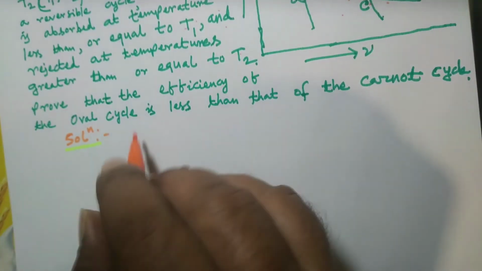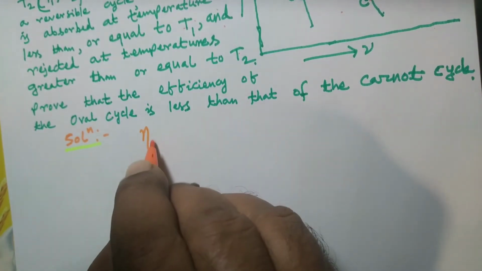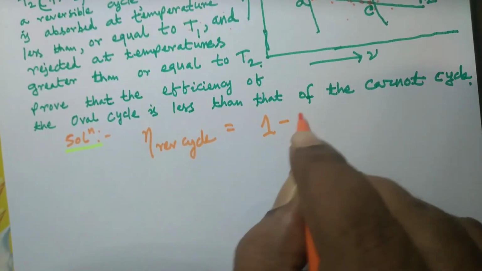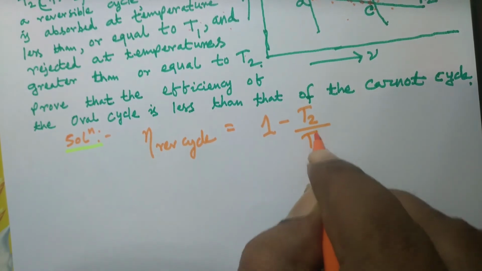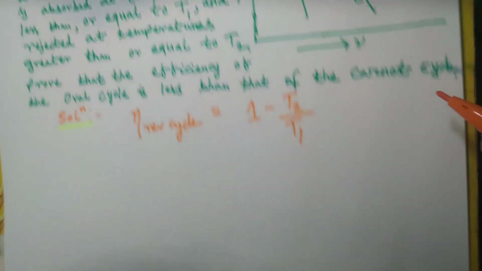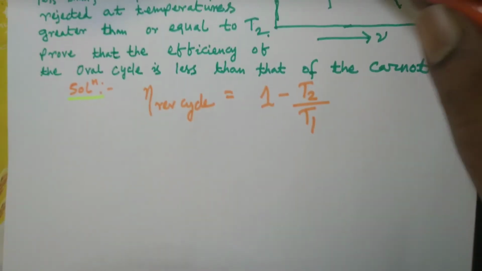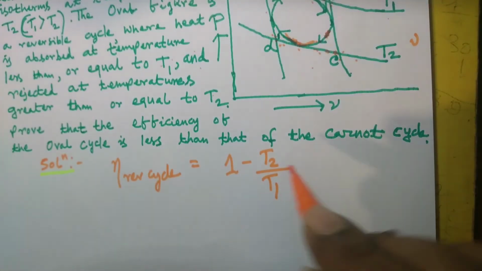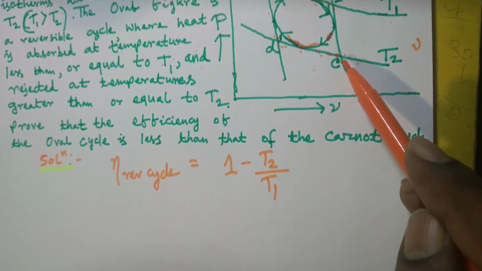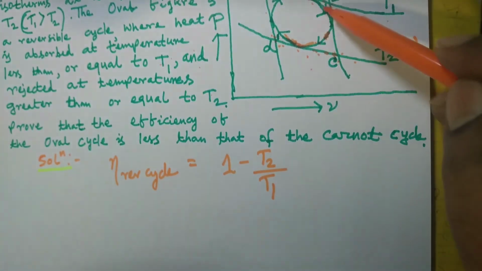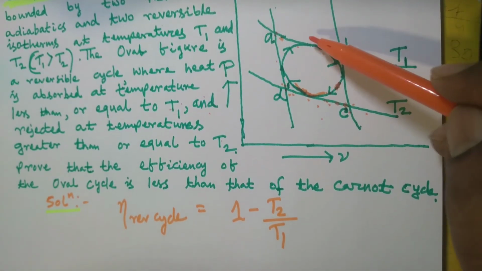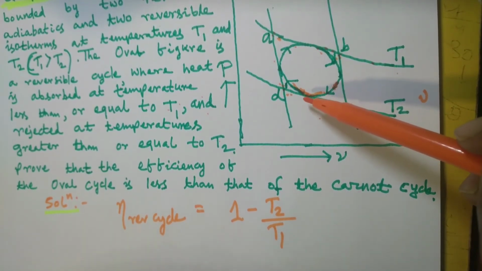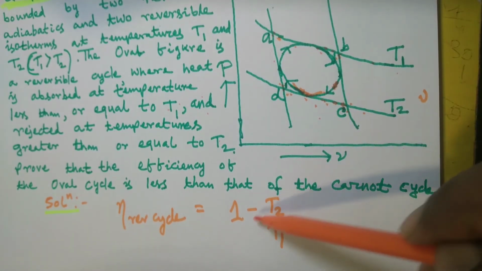You see, the efficiency of any reversible cycle is 1 minus sink temperature divided by source temperature. Of course, these two temperatures are in Kelvin. So in the case of the Carnot cycle ABCD, the efficiency is this much, because during the process CD the temperature remains constant at T2, during the process AB heat addition takes place at a constant temperature T1, and during the process CD heat rejection takes place at constant temperature T2. So this is the efficiency.